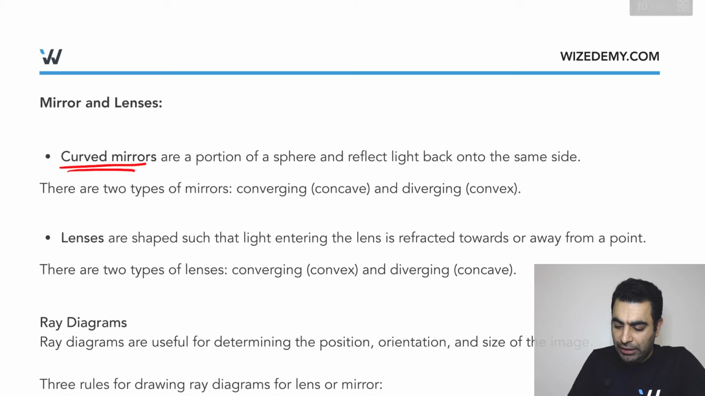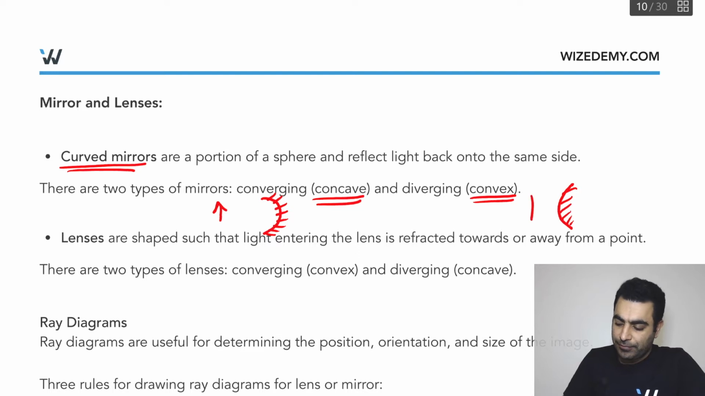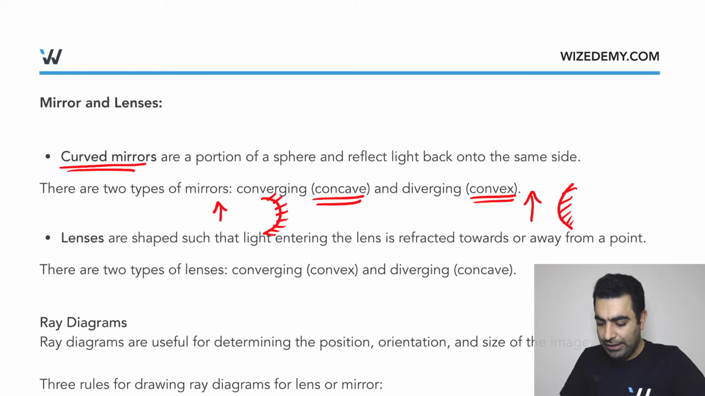Either we have a concave mirror which looks like this shape, and basically this is the back of the mirror, and we put the object in front of that, for example. Or we can have a convex mirror which looks opposite to that, and in this case we have the object in front of the curvature like this.